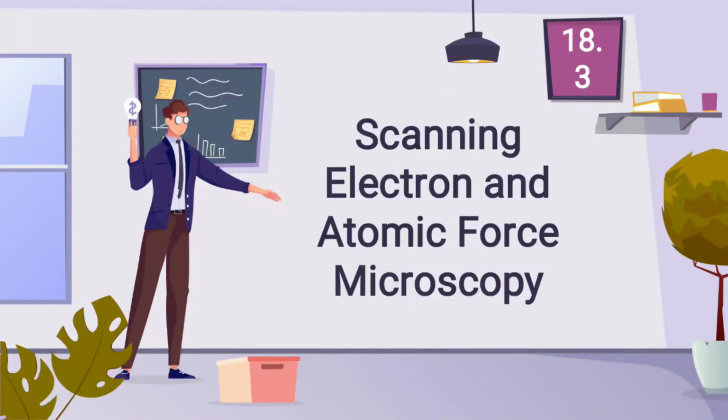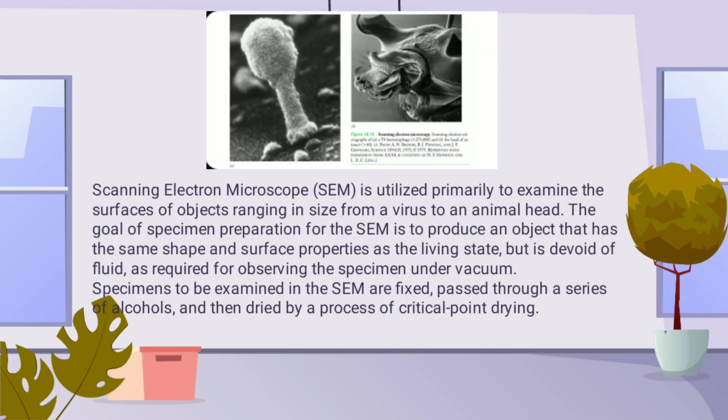Now, let us proceed with another interesting topic, scanning electron and atomic force microscopy. So, we've learned earlier that transmission electron microscope has been exploited most widely in the examination of the internal structure of cells. In contrast, scanning electron microscope or SEM is utilized primarily to examine the surfaces of objects ranging in size from a virus to an animal head.